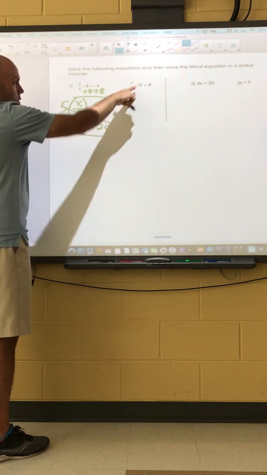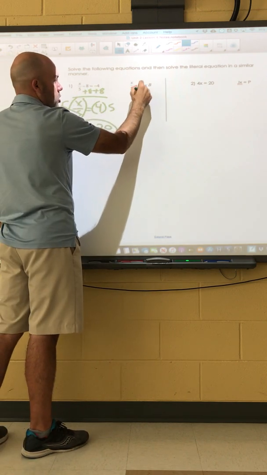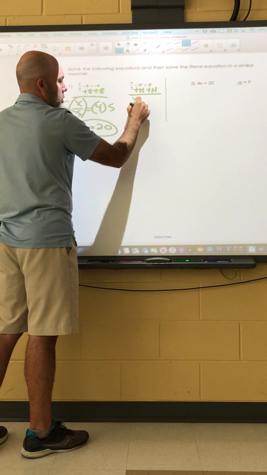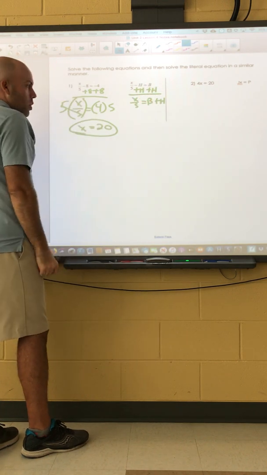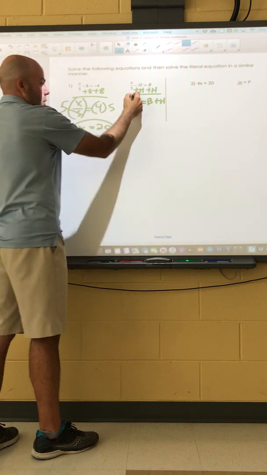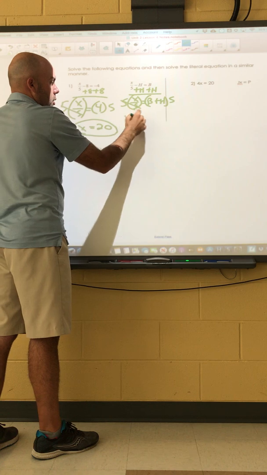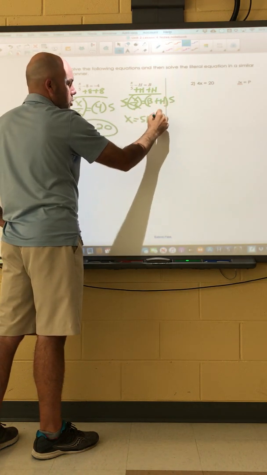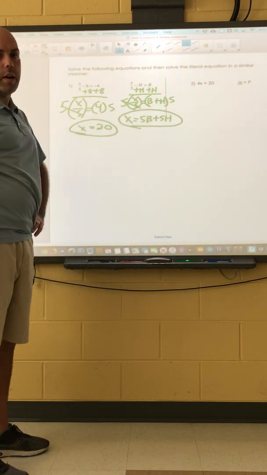Okay, well now let's show the same steps. I had minus 8, I added 8. I have minus h, well, I'm going to add h. So I get x over 5 equals b plus h. Well, now what did I do? I multiplied by 5. Okay, well let's multiply by 5. It cancels here. 5 times b is 5b. 5 times h is 5h. So x equals 5b plus 5h.